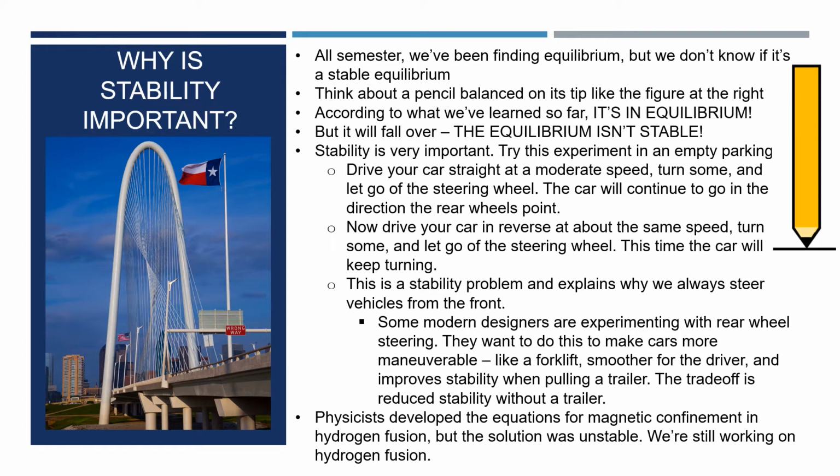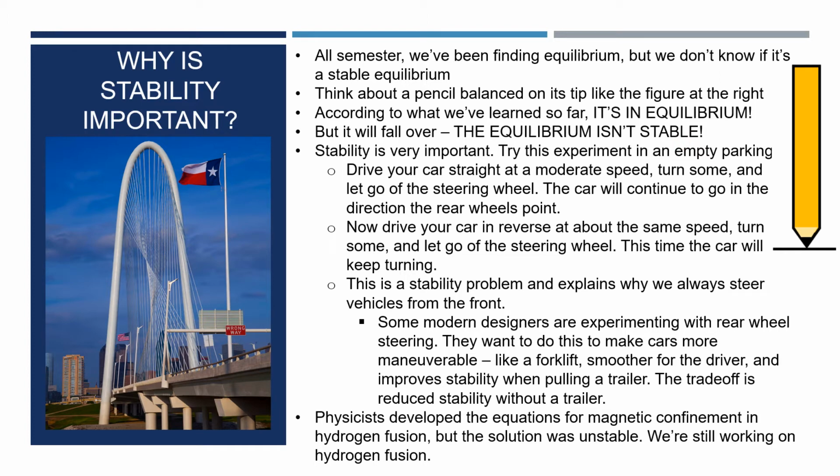Stability. So far, we haven't talked about stability at all. So we find an equilibrium. We don't know if it's stable. So here we have a pencil. Let's take a look at our pencil here. It's unstable. It'll tip. You know that. It's in equilibrium. We do run all our calculations. It's in equilibrium, but it's going to fall over. It's not stable. So that's important.